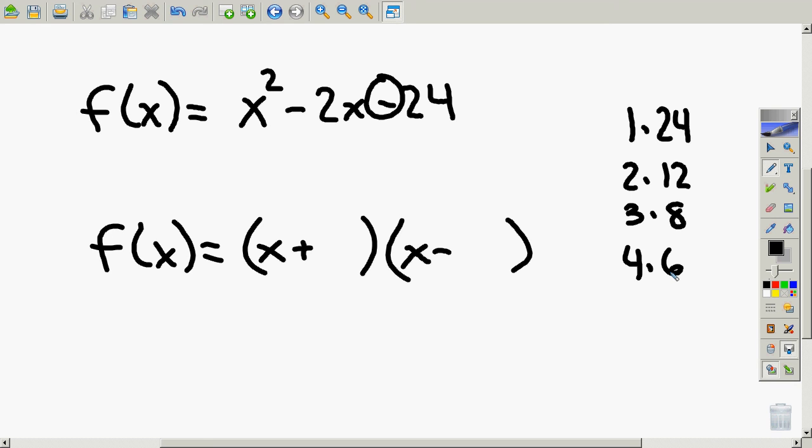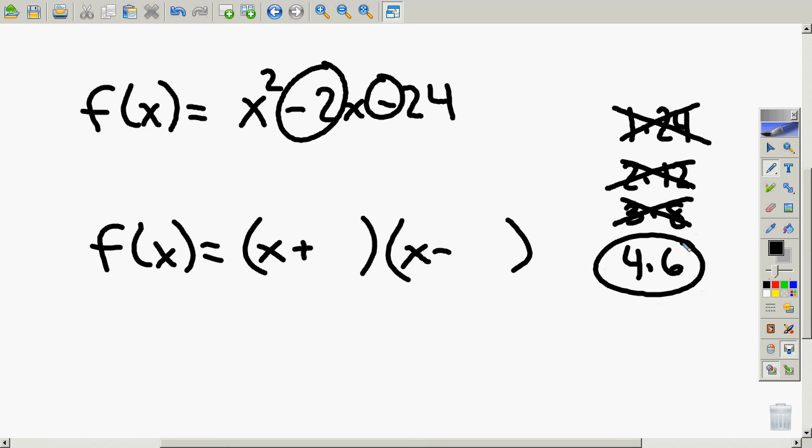So now because these are different, when we put them together, which one will give us negative 2? In other words, which two numbers are 2 apart? And I'm getting the 2 from right here. Well, 1 and 24 aren't 2 apart. This one's not 2 apart. 3 and 8's not 2 apart. 4 and 6 are. And so when you put these in, if you did put the 6 here and the 4 here, it does matter where they go.